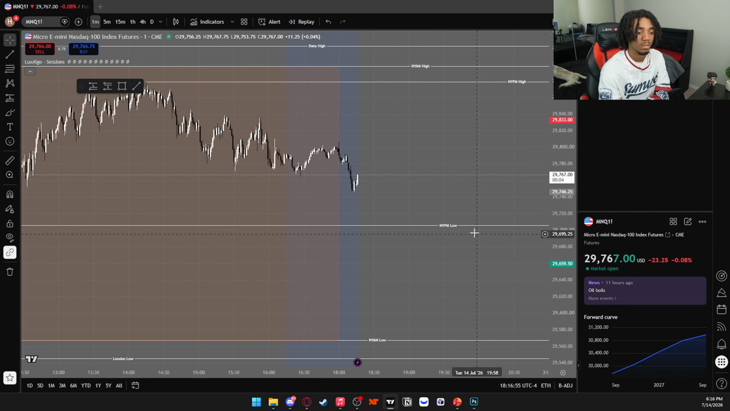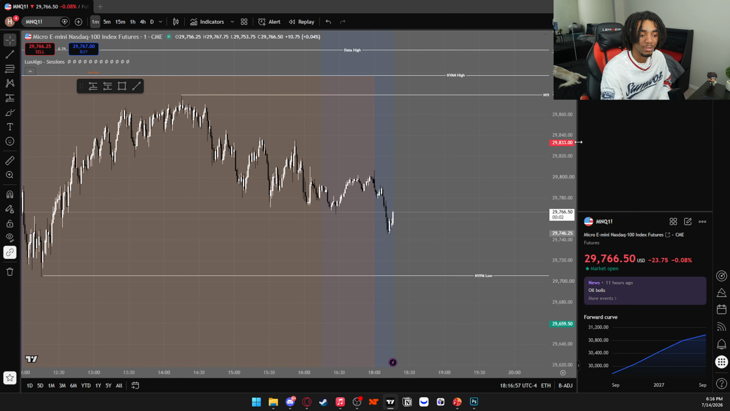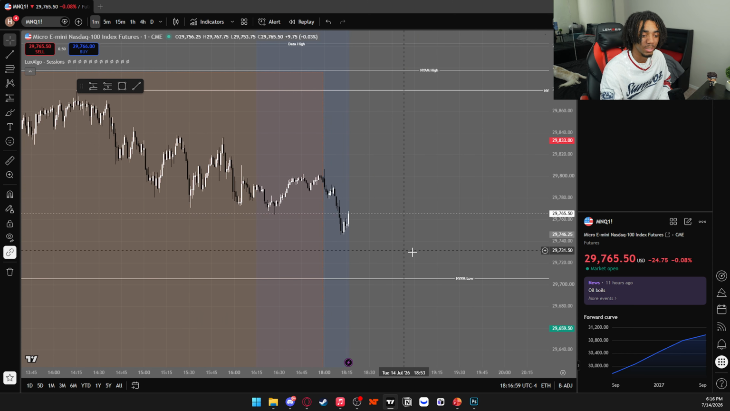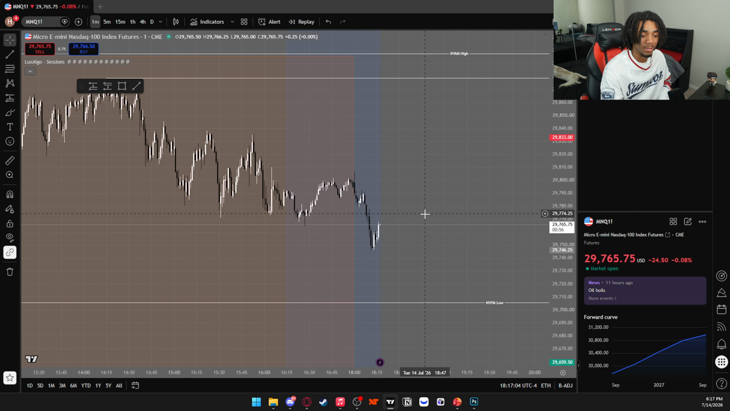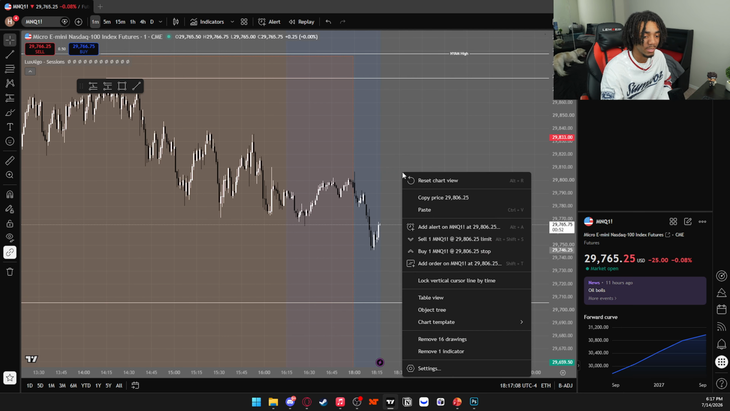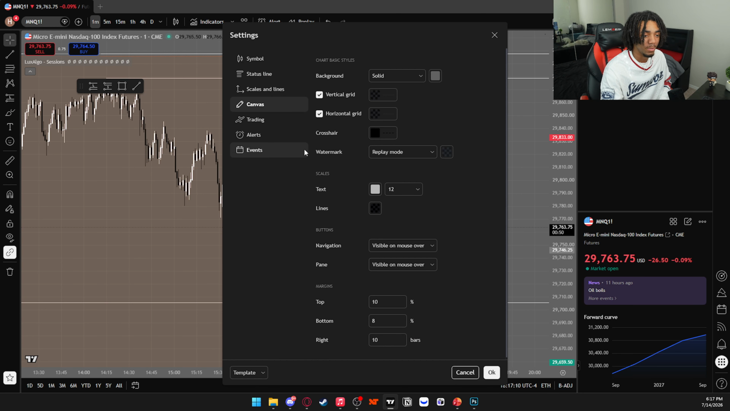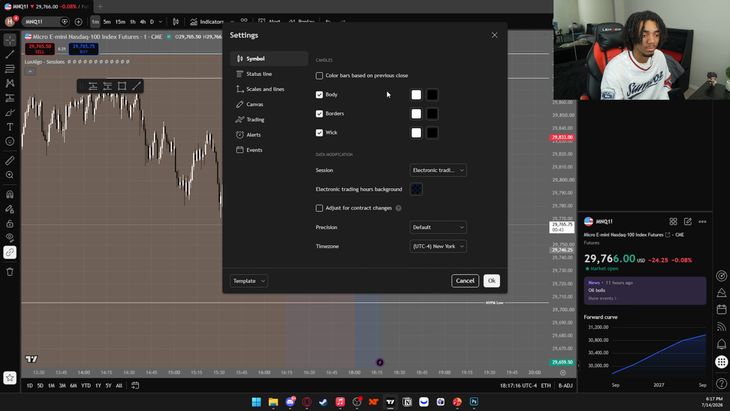And you will probably have red and green candlesticks, green being price going up, and red being price going down. And I just customize my chart colors. You can do that by right clicking on the chart and opening up your settings and going to the canvas, and then clicking symbol, and then changing the body, borders, and the wicks. But we can get into all that in the future.